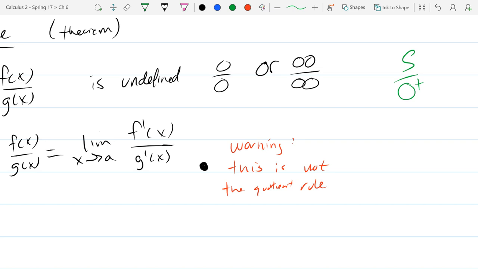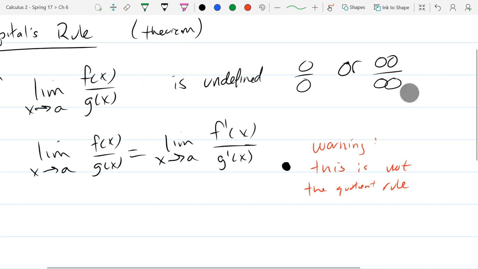And this is all Calc 1 stuff. So if you get a number over 0, you have a vertical asymptote in your graph. And it depends on what side you're approaching, whether you're going positive infinity or negative infinity, and what the particular function is. It doesn't matter whether or not the function is defined at the point we're worried about. Most likely, your function's undefined at a. And the question is, what happens in the limit of f over g?